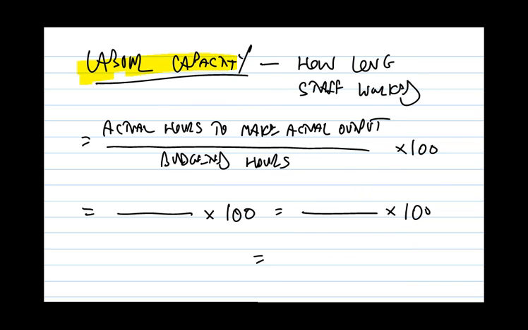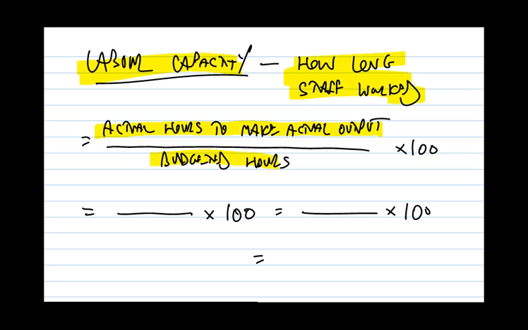Well, if we then turn to the labour capacity ratio, now if labour efficiency is looking at how fast my staff worked, this is looking at how long my staff worked for. How many hours did they have in which to produce? Because that is the capacity to produce. Now, the way we calculate this ratio is we take the actual hours to make actual output, so how many hours did they work, divided by the budgeted or the planned hours they would have had.